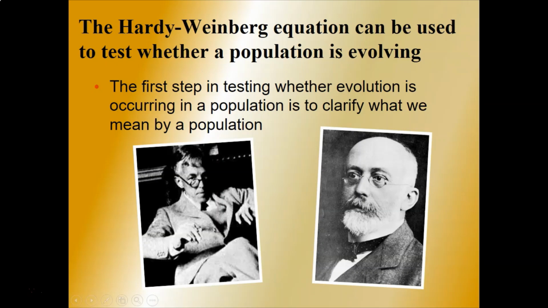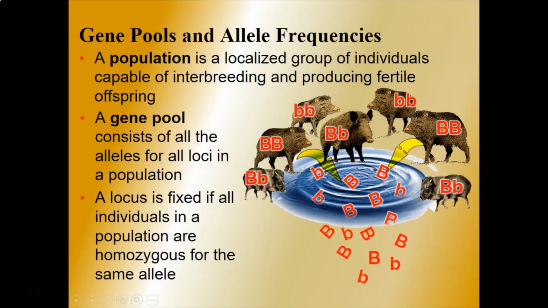And to start understanding the Hardy-Weinberg equation, we have to know exactly what a population is. All right, so gene pools and allele frequencies. A population is a localized group of individuals capable of interbreeding and producing fertile offspring. Sure, so whatever of the same species, whoever lives in a certain area and can reproduce with each other and produce offspring that can also reproduce, sure. Okay, you're a population. The gene pool then is all of the alleles in that population.